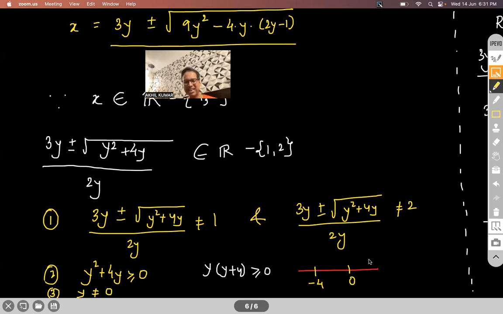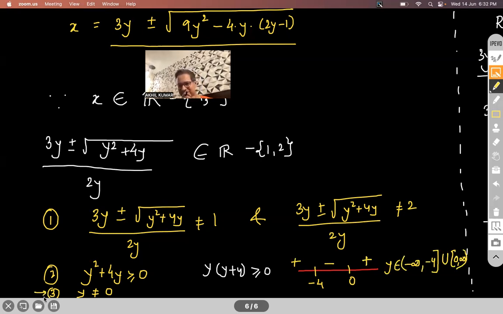Okay. What sign should I put in the rightmost interval? Write it on the chat box. Quick. Positive? Yes. Correct, Advika. Then negative, then positive. Right? Now you're trying to find out where this is greater than or equal to zero. That means wherever you have written a positive sign, which is minus infinity to minus 4. Remember, minus 4 can be included. Union 0 to infinity, and 0 also can be included. But the third condition says 0 can't be included.